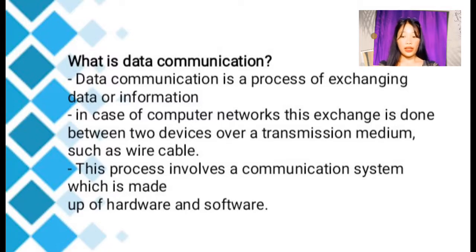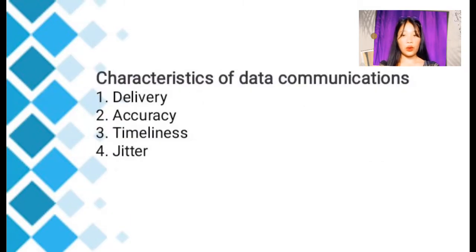The hardware part involves the sender and receiver device and the intermediate devices through which the data passes. The software part involves certain rules which specify what is to be communicated, how it is to be communicated, and when. It is also called the protocol.